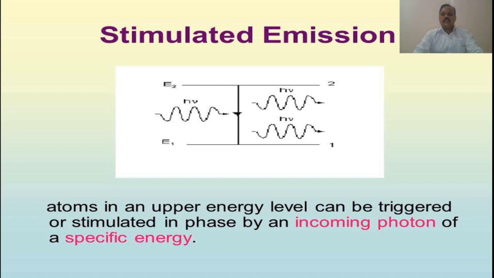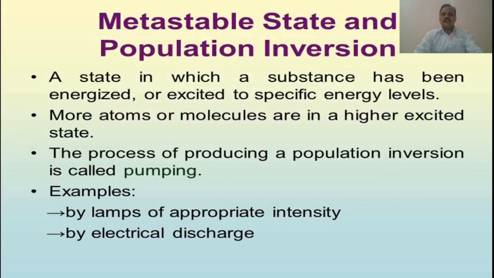When atoms are in the excited state, if the number of atoms in the excited state is more than in the ground state, that state is called the metastable state. Now if the number of atoms present in the higher state is greater than the number of atoms present in the ground state, this is called population inversion. Population inversion is very important to produce the laser.